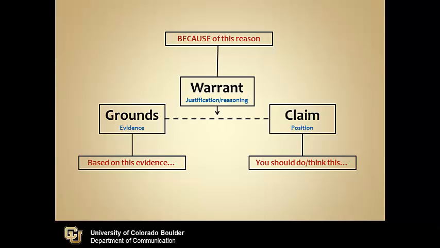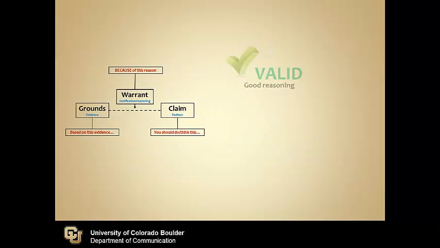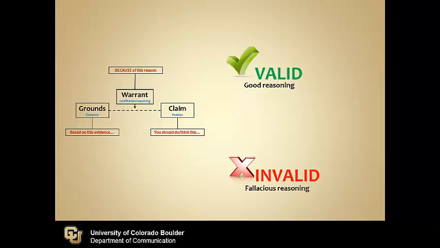Instead, arguments should be evaluated as valid or invalid. A valid argument means that there is a good connection between the claim and the grounds and the warrant, whereas an invalid argument has a breakdown somewhere in this process. An invalid argument isn't necessarily wrong. Your position might be correct. It just means you haven't demonstrated a good connection between your position, the evidence, and your reasoning.